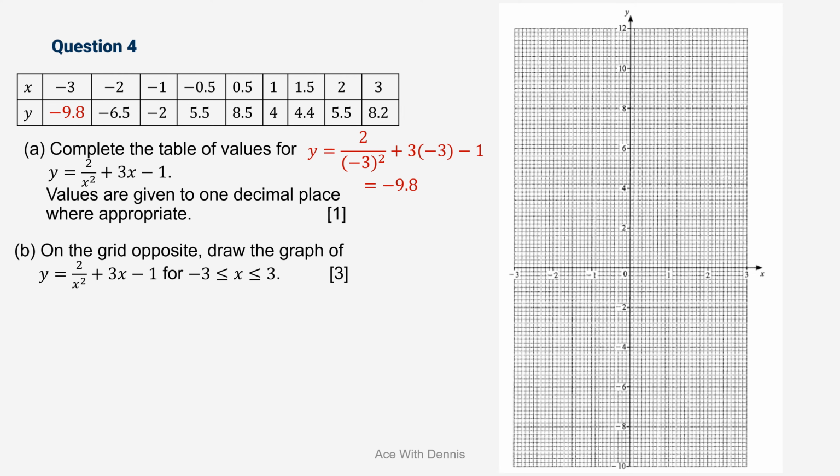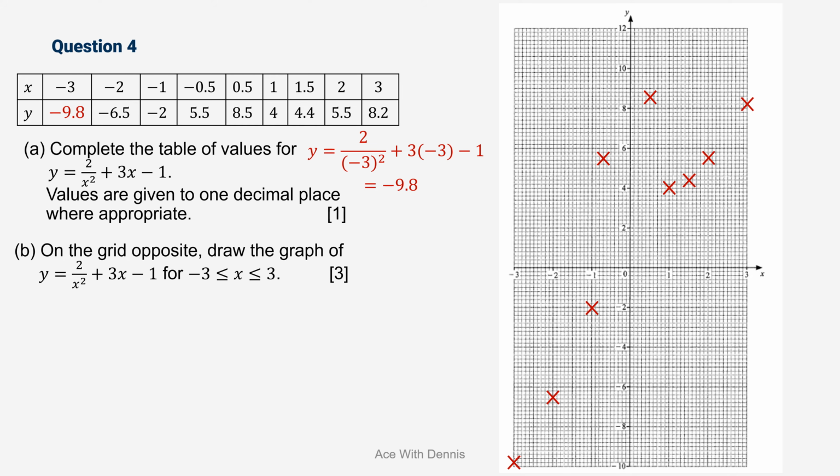B. On the grid opposite, draw the diagram of y equals 2 over x squared plus 3x minus 1 for the range of x from -3 to 3, inclusive. 3 marks. Okay, so it's very straightforward for this question. Plot the graph based on the table given. When x is -3, the y is -9.8, which is around this point. Next one, x is -2, y is -6.5. I'll get this point. Repeat the same process for -1, -0.5, 0.5, 1, 1.5, 2, and 3.